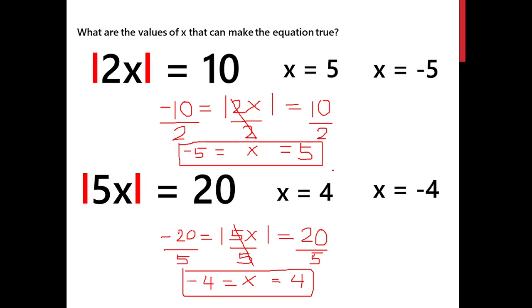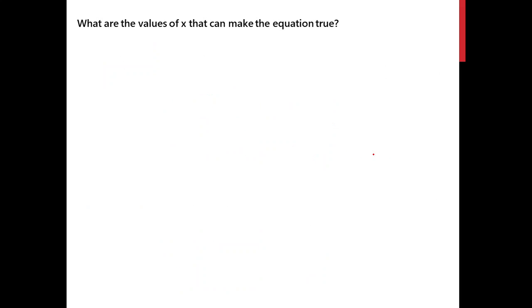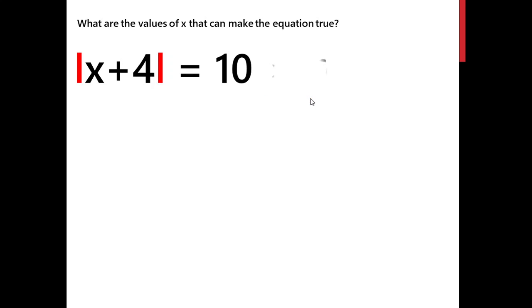Okay, let's have another example. This one is easy. How about this one? I want you to pause the video. Try to solve this one mentally. Go. Do you have it? What's the first value of x to make this statement true? Is your answer 6? Then you're correct. Because 6 plus 4 is 10. The absolute value of 10 is 10.